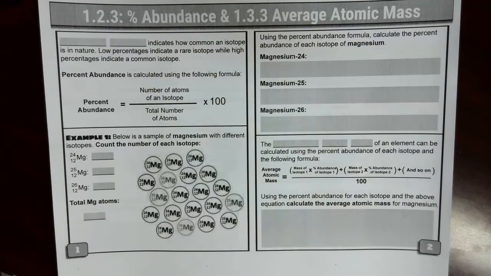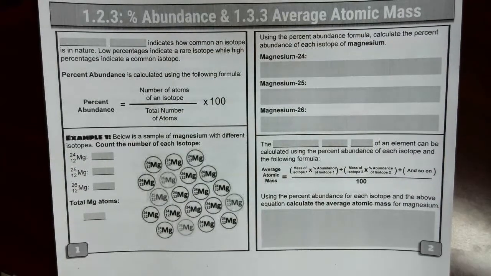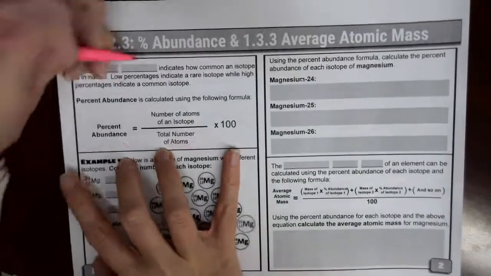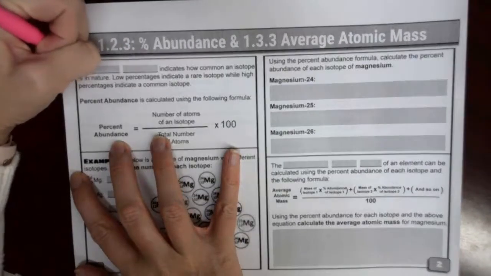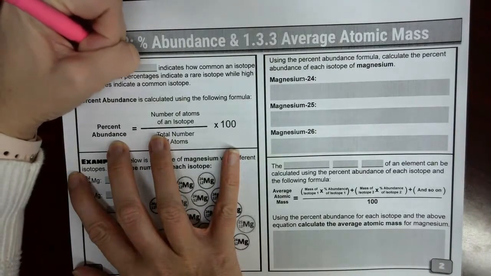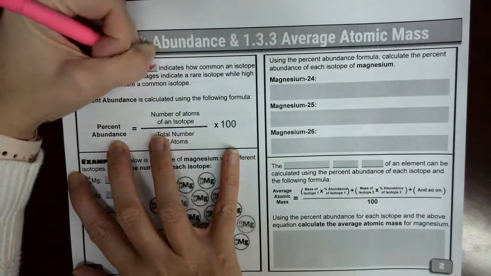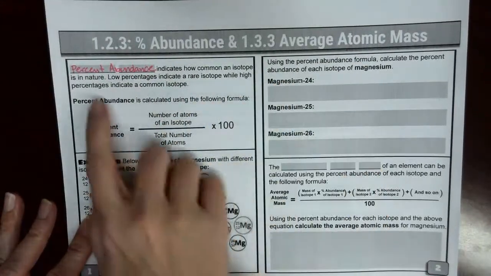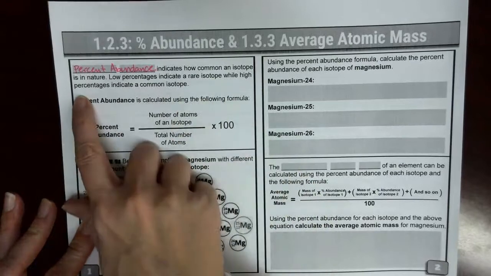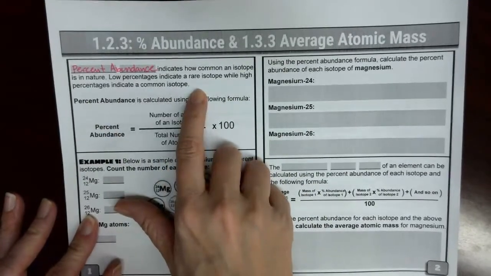The first thing that we're going to do is talk about some definitions. When we talk about percent abundance, that indicates how common an isotope is in nature. Low percentages indicate rare isotopes, while high percentages indicate common isotopes.